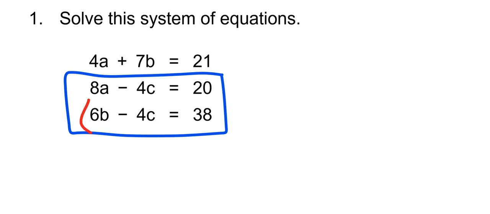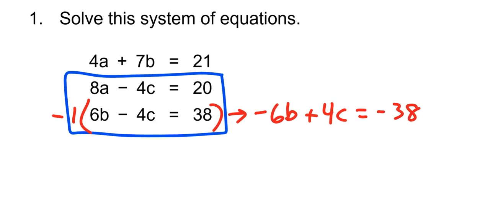Bottom one? Alright. We're going to multiply that by -1. Thank you for copying this down. Next, -6b plus 4c equals -38. And the top equation we're going to leave alone.